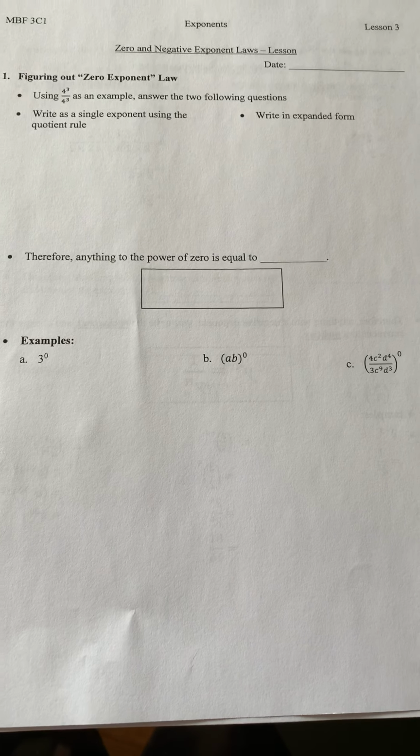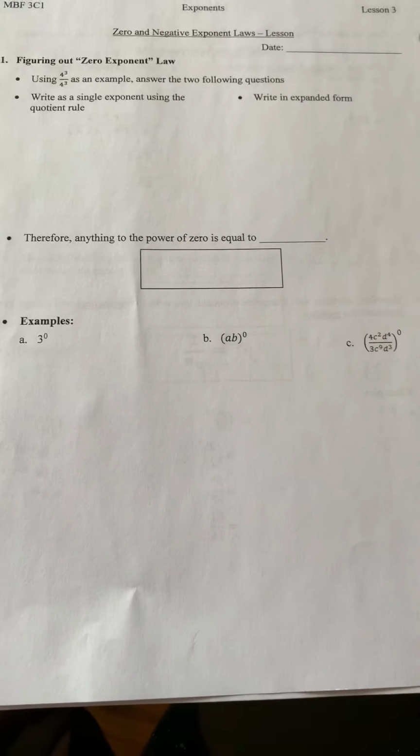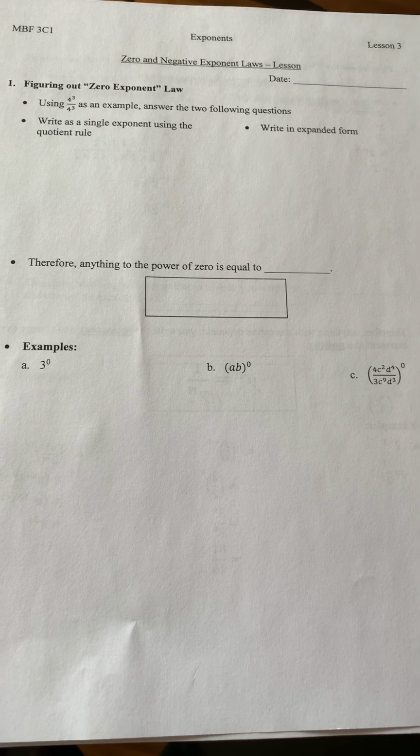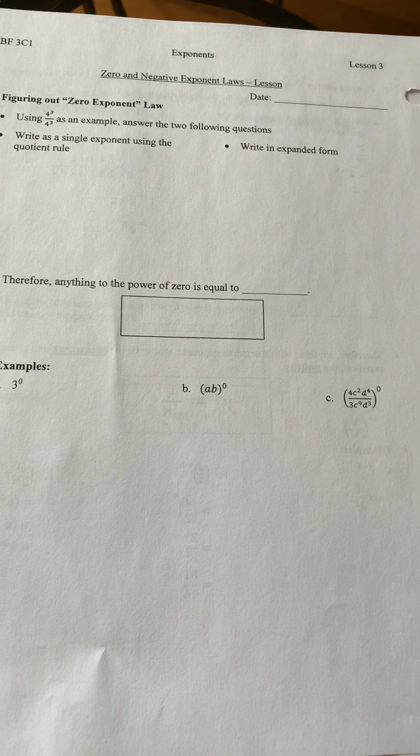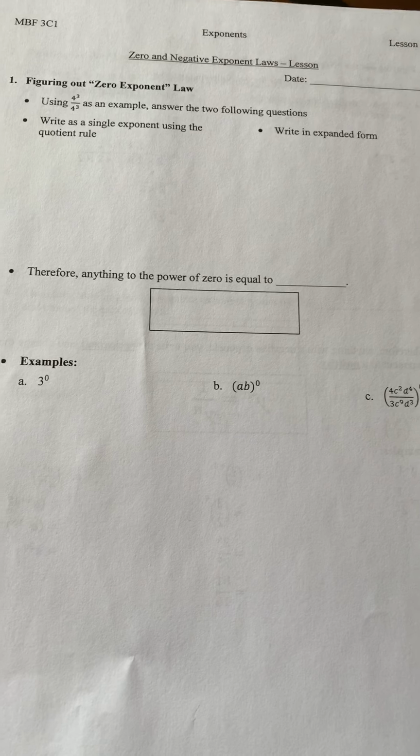Lesson 3. We're talking about zero and negative exponents today. This is going to be the shortest lesson ever. So just looking at things a little bit. Figuring out the zero exponent law, like why does this work?